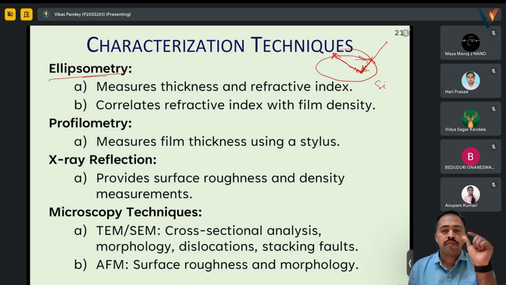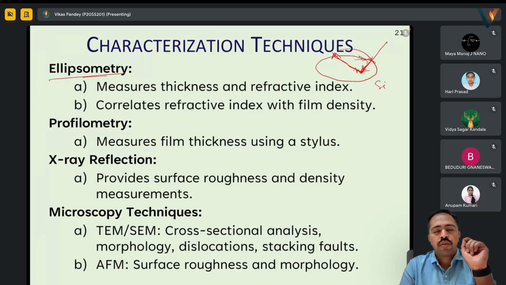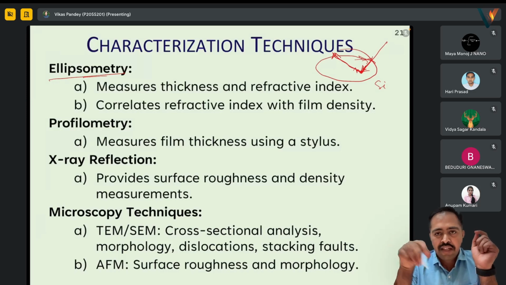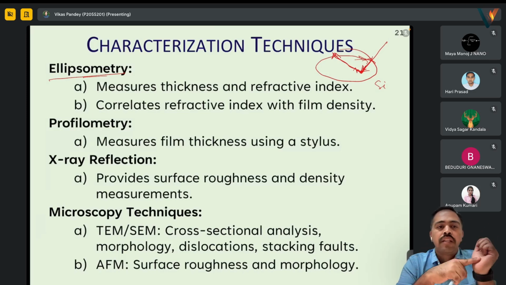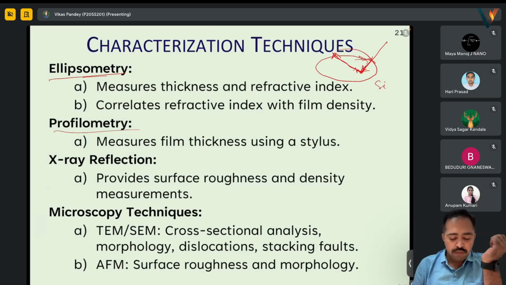Based on this technique, that is ellipsometry, this is the most common technique used to determine the thickness of SiO2. That is used to determine the thickness based on the film density, because SiO2 has some fixed refractive index, and how much the light traveled and how well it is refracted. Based on that, we know how much is the thickness of the SiO2. Second is profilometry.